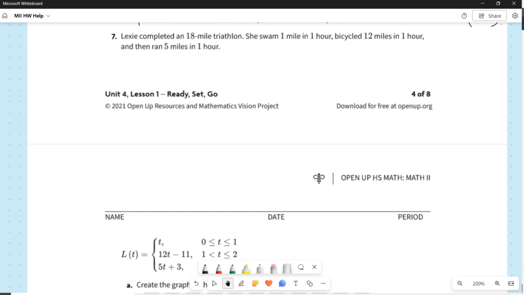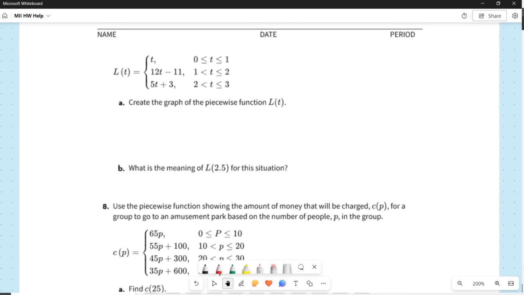Question 7. Lexi completed an 18-mile triathlon. She swam 1 mile in 1 hour, bicycled 12 miles in 1 hour, and then ran 5 miles in 1 hour. All right. They are giving us a piecewise function here, L of t. Not surprisingly, we've got 3 different pieces because we've got 3 things going on. We've got swimming, then biking, then running. So 1, 2, 3.